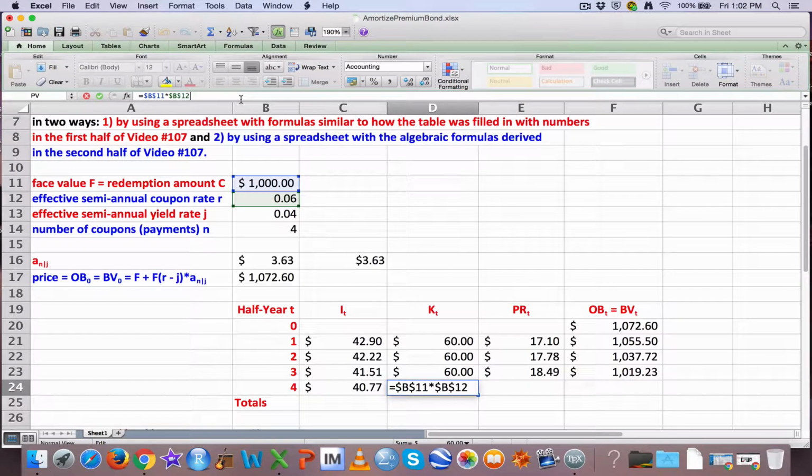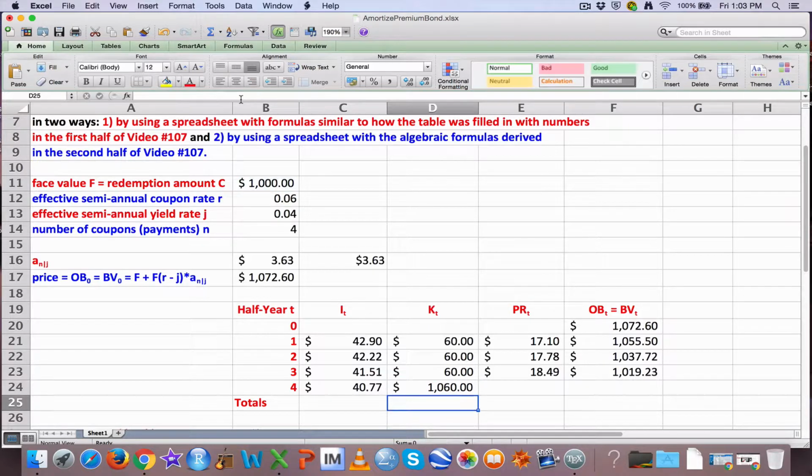I want to also add on 1,000 to have them pay off the redemption amount of the bond. So the payment here at time 4 really is going to be 1,060. This can be copied and pasted downward. The principal reduction is going to be 1,000 plus the PR that would come from 60 minus 40.77. So this should be 1,019.23. Yes, it is. I did 1,000 plus 60 minus 40.77. And this can copy and paste downward.